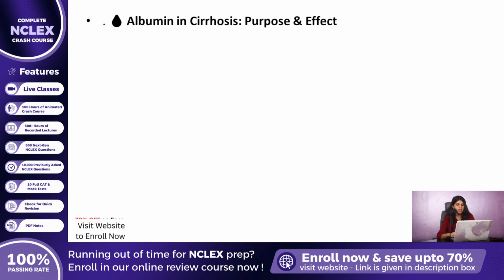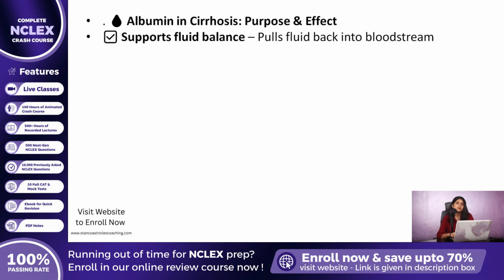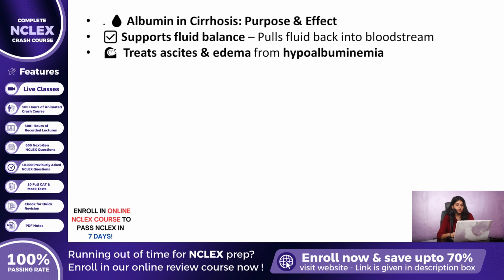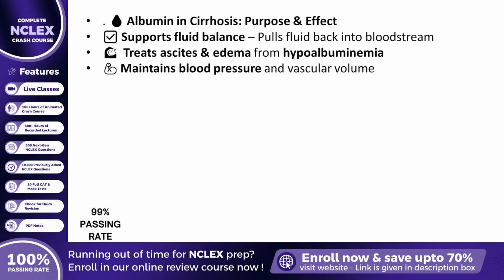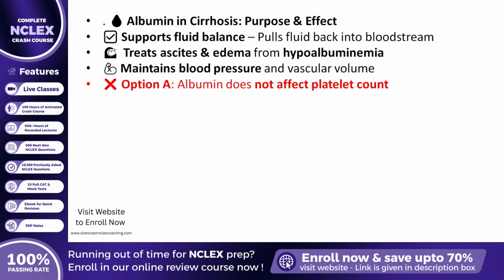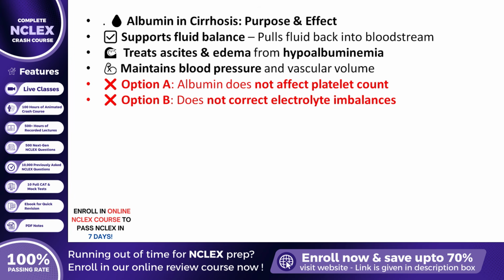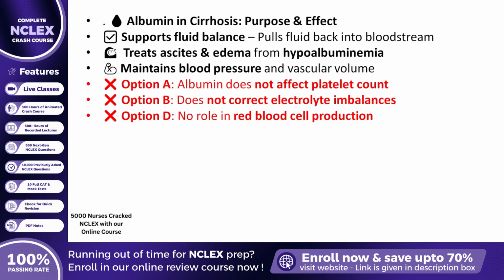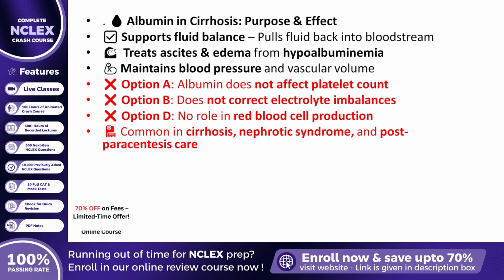Now for the rationale. In cirrhosis, the liver's ability to produce albumin is compromised, leading to hypoalbuminemia and third spacing of fluid, such as ascites. Administering albumin helps pull fluid back into the vascular compartment, supporting blood pressure and reducing peripheral edema. Option A is incorrect because albumin does not affect platelets. Option B is also incorrect. Electrolyte imbalances require specific replacements. Option D is incorrect because albumin has no role in red blood cell production. Albumin infusion is often used in cirrhosis, nephrotic syndrome, and post-paracentesis care to support fluid balance and circulation.